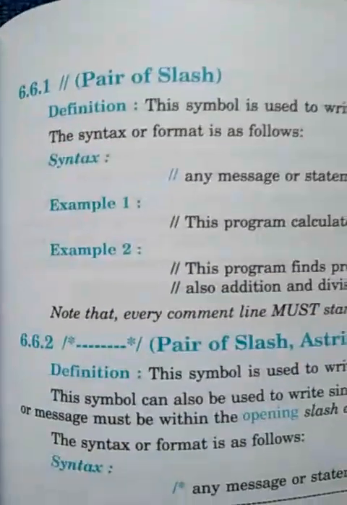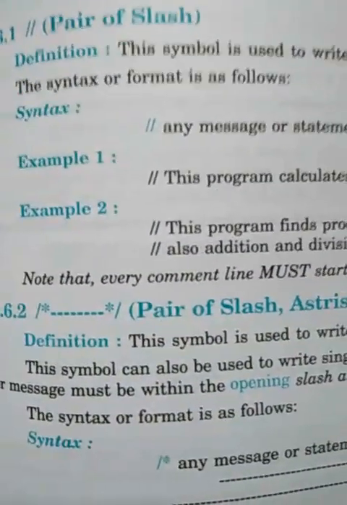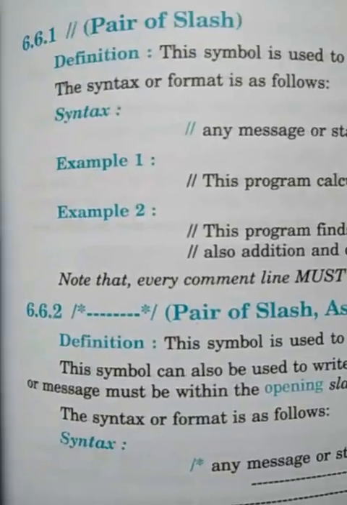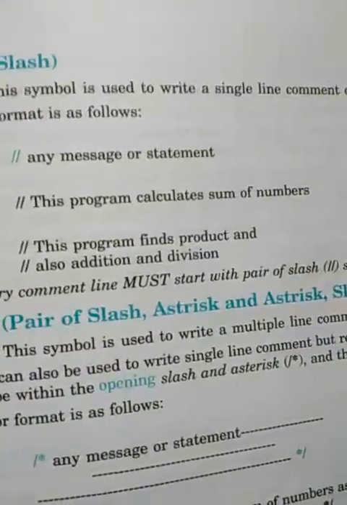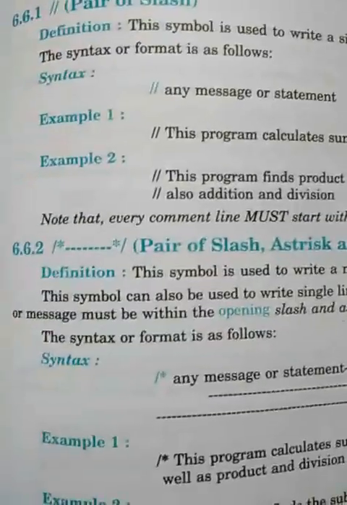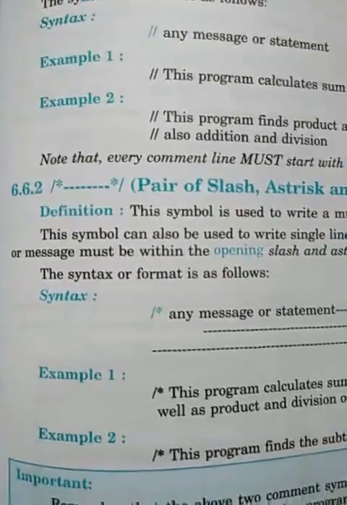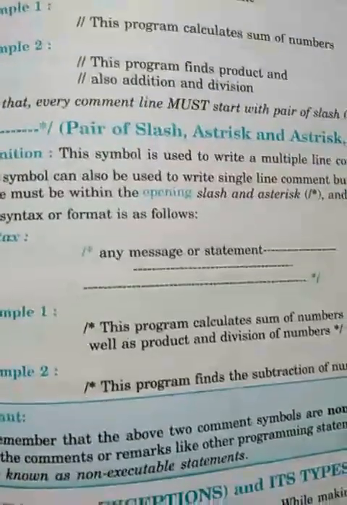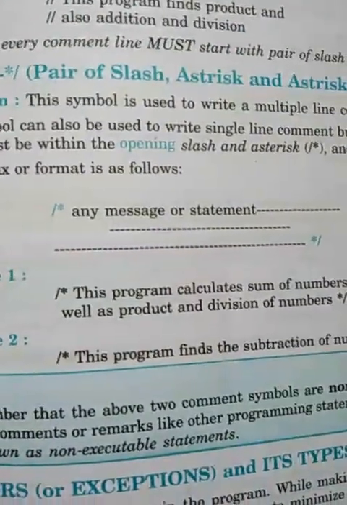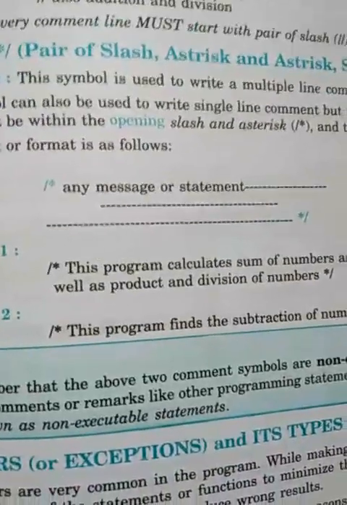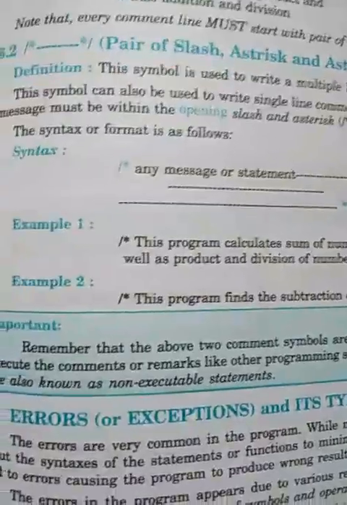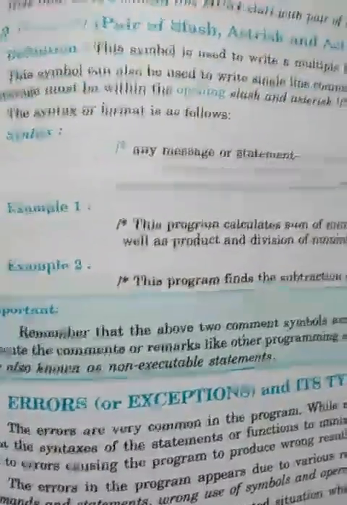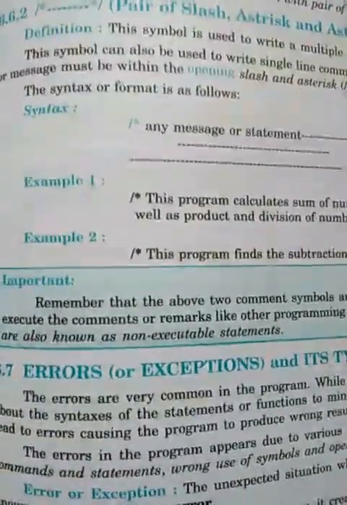In this you can see the example. Suppose there is a statement on the left hand side, example 1. This is the comment: the program calculates the sum. Or you can also write a multi-line comment between slash star and star slash, with a message that will be more than one line. In between there should not be any program statement, otherwise that will also become a comment.